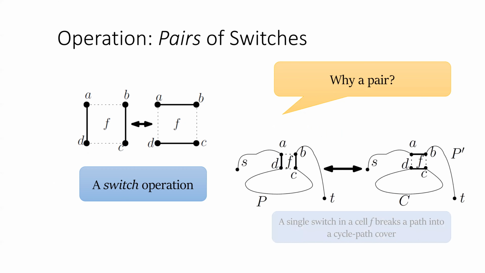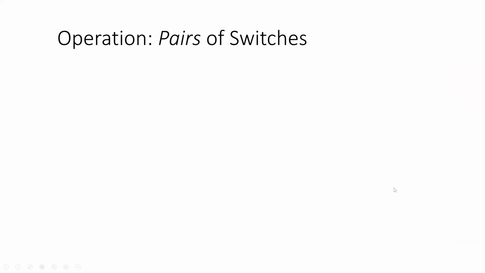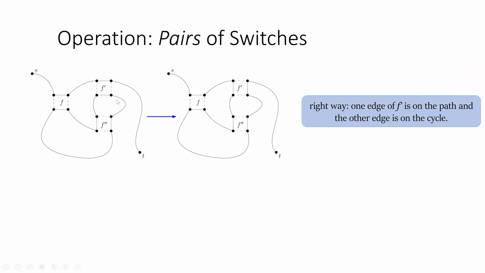Because a single switch operation actually breaks a Hamiltonian path into two components of a cycle path cover. That is a path and a cycle that covers all the grid vertices together. And that is because we defined the switch operation on an embedded cell. So we need a way to join these two components to get an ST Hamiltonian path back. And this is the way to do that.